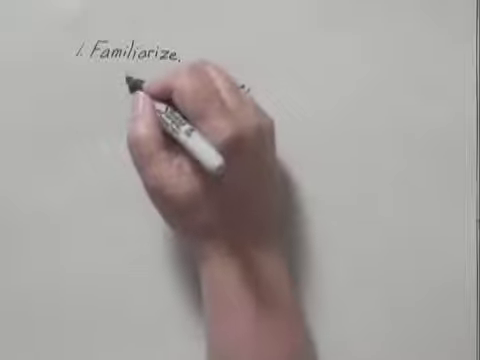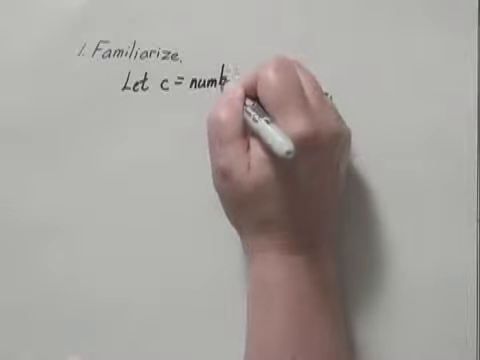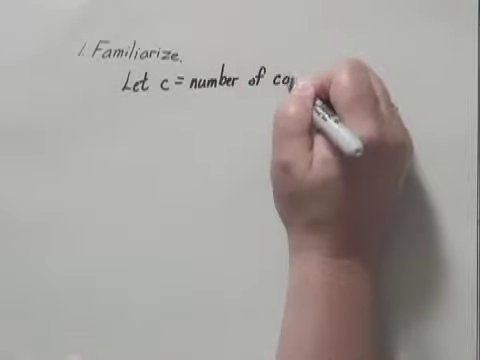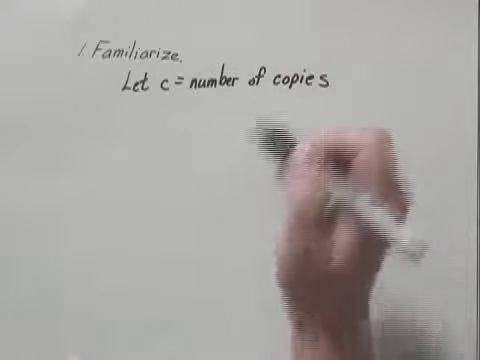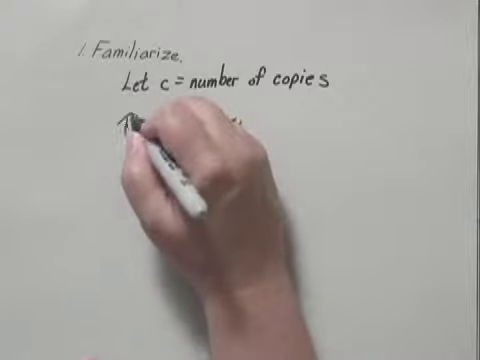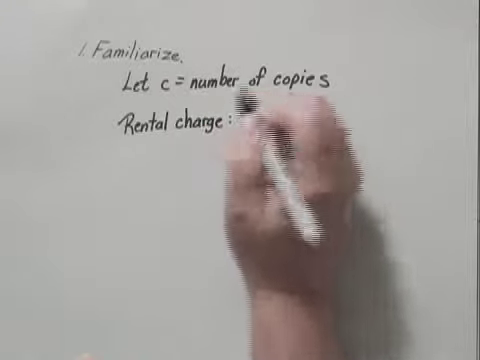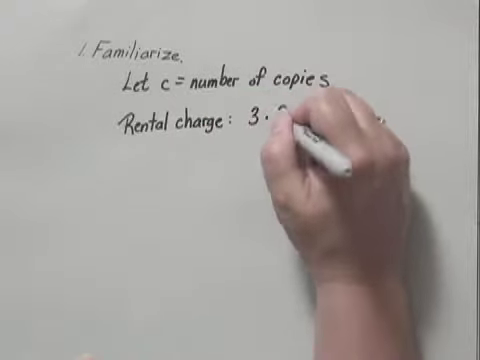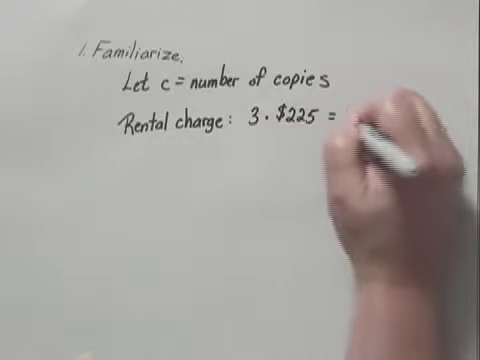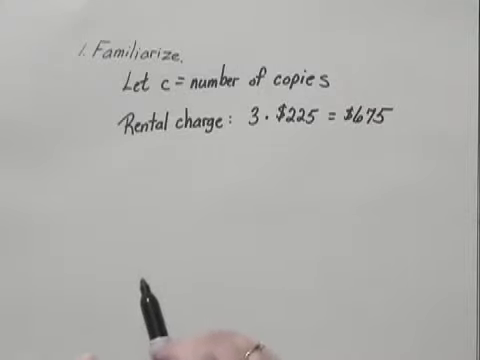We'll start by familiarizing ourselves with the problem. We read it carefully, and we're looking for the number of copies they can make, so we'll let C represent the number of copies. Now we notice we have two types of charges. We have a rental charge, and we see that the rental charge is going to be for 3 months, and that will be 3 times $225 a month, or $675. And then we have a copy charge.